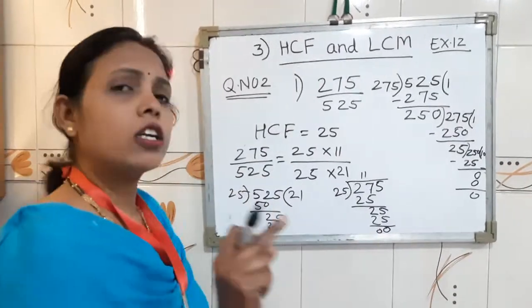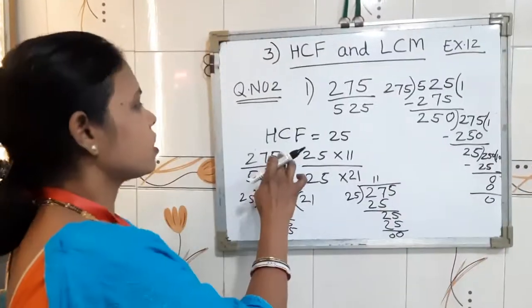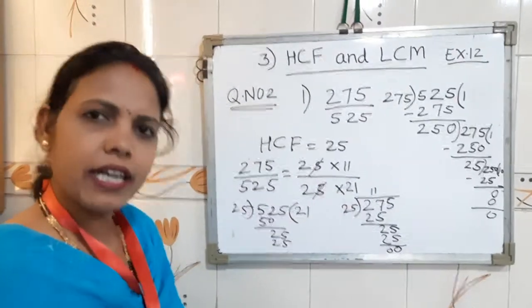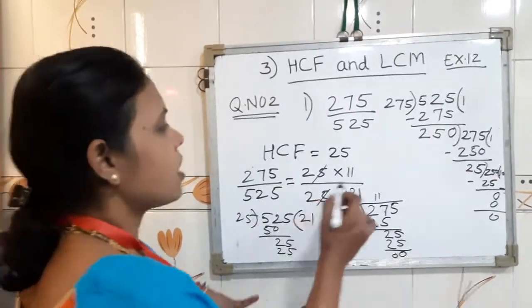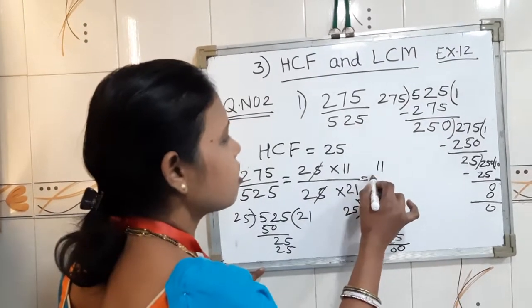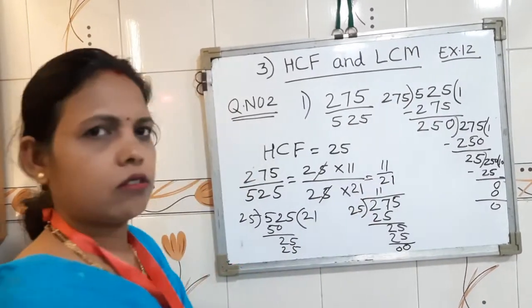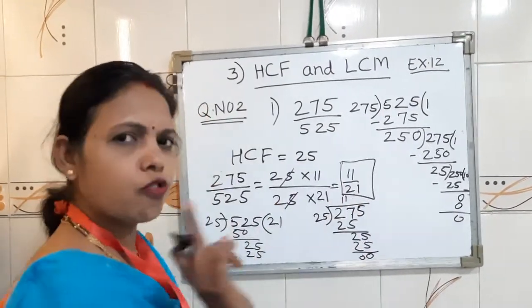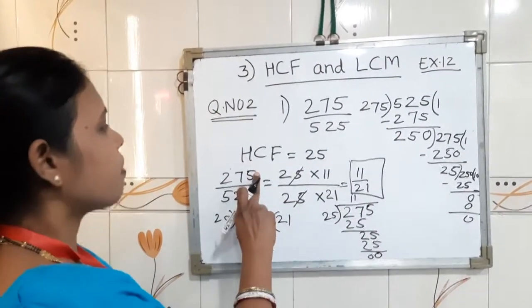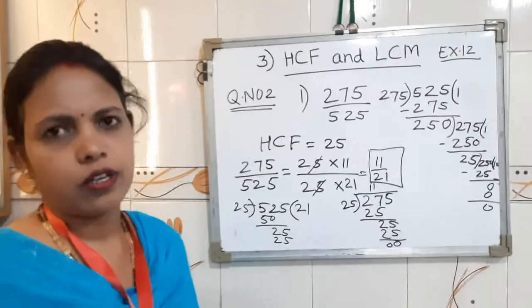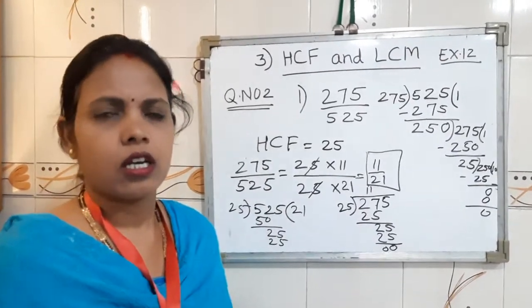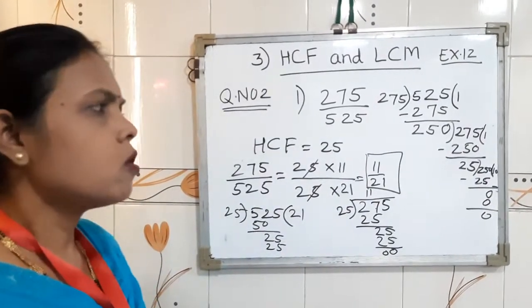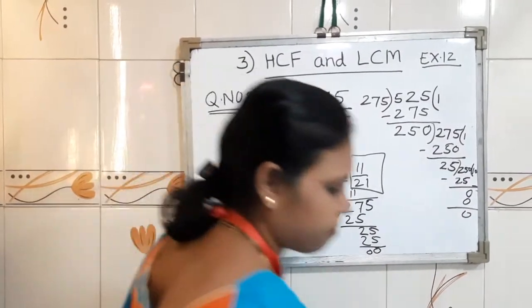Therefore, you want the reduced form of both numbers. Therefore, 25 and 25 will be cancelled. Now, the remaining number is 11 upon 21. So, children, this answer is your reduced form for the number 275 upon 525. I hope you all understood. Now, we will move to our next sum.